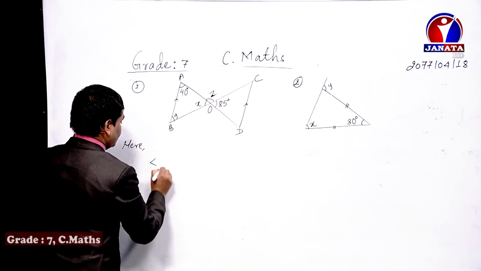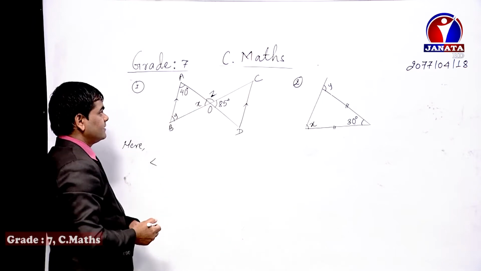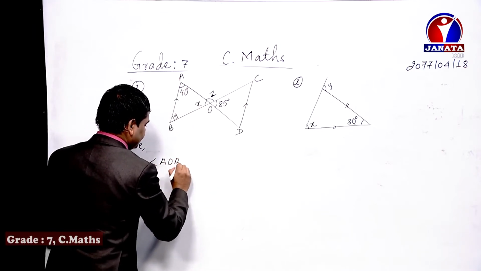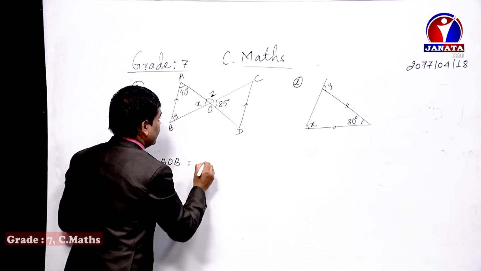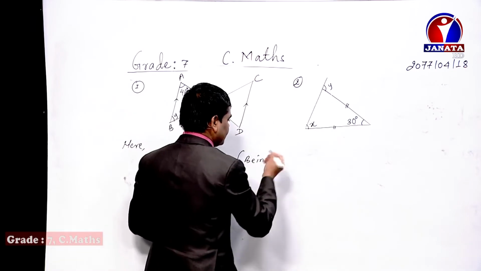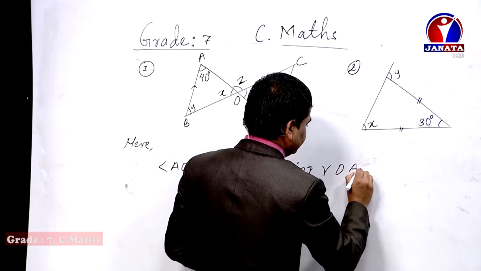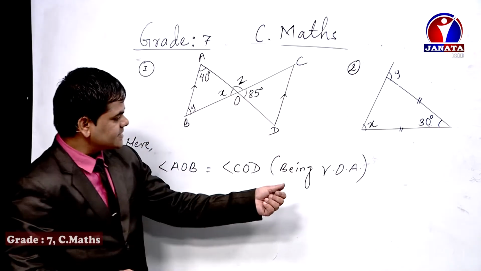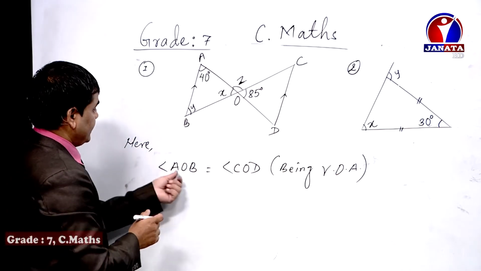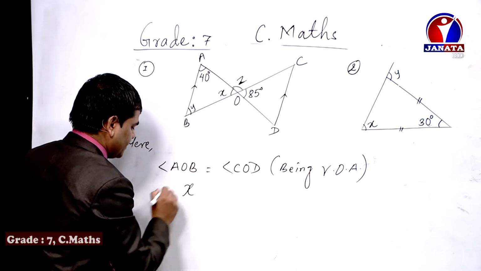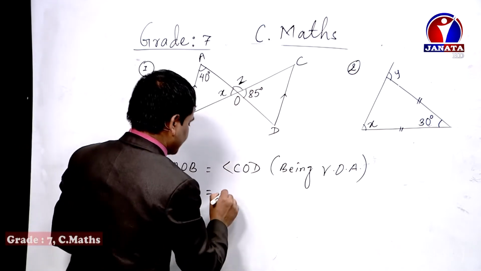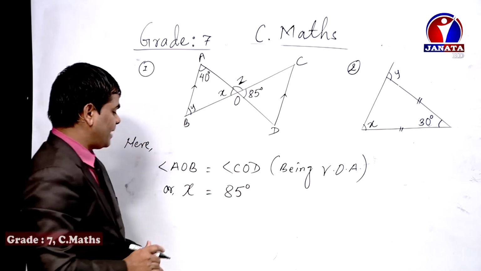So what is the name of this angle? If you write it in the 3-letter form, angle AOB equals angle COD, and the reason you have to write is: being vertically opposite angles. In short form you can also write BOA, being vertically opposite angles, and AOB is written as X. So in the second statement we write X, and we write the value of COD as 85 degrees. So we found the value of X.